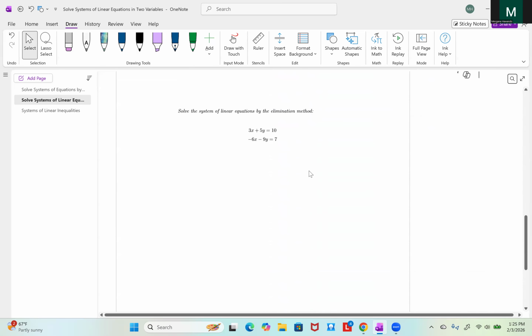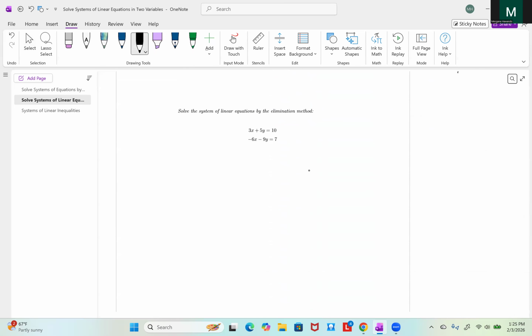Now, there is a second method. This is called the elimination method. So solve the system of linear equations by the elimination method. What we are going to do here is add the two equations. When we add the two equations, we are adding the corresponding x terms, the corresponding y terms, and then the constant terms. And then we will have one equation. But when we're adding, we want to make sure that one of the variables will cancel, so that we will be left with one equation and one variable.